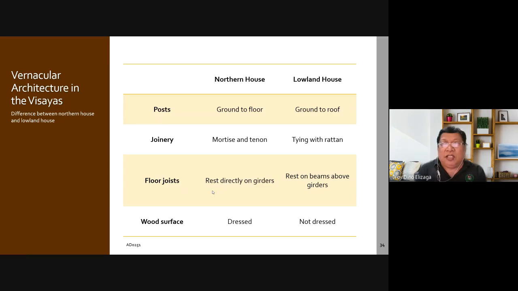This is something that you might encounter if you go into conservation and you end up studying. If you go to the Jesuit house, for example, or the Casa Gorordo, or some old houses there in Cebu, you'll notice that the posts are really like three trunks.